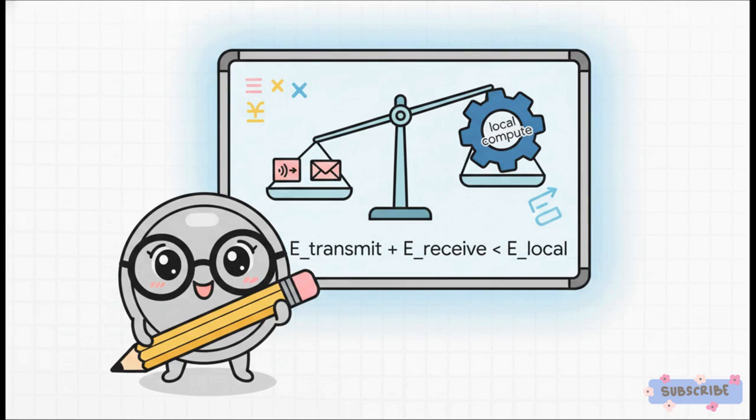Let's walk through the formula. An IoT device is only going to offload a task if the energy it takes to transmit the data, plus the energy it takes to receive the result, is strictly less than the energy it would cost to just compute it locally. Make sense? Basically, if transmitting the data over Wi-Fi actually burns more battery than just doing the math on the device itself, it cancels the offload request. The device is selfish, in a good way. It will only offload if the energy math works out completely in its favor.